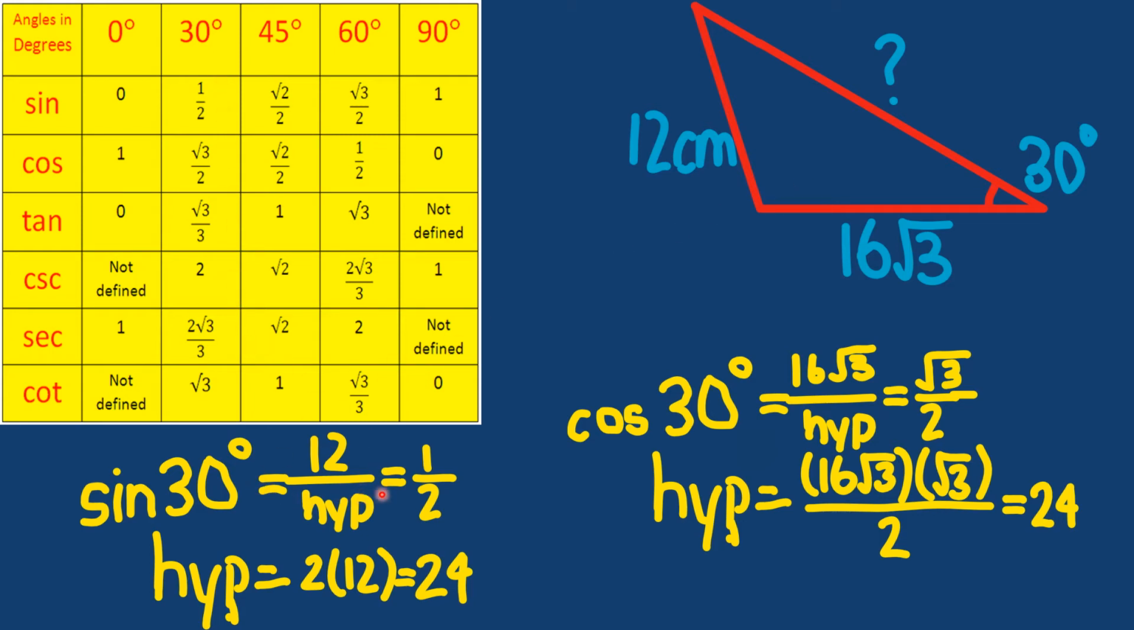Or if you attempt sine 30 degrees, which is also half, which is the easier one, 12 cm over hypotenuse is equal to half. So if you cross multiply, hypotenuse is also equal to 24. So from here, you can actually get various lengths and angles.